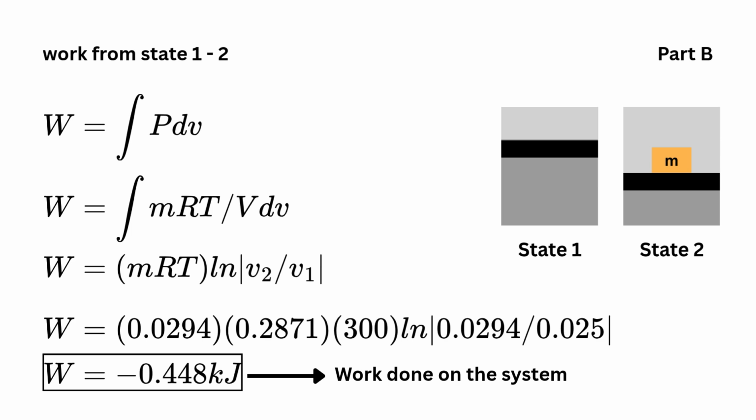Now, to calculate the work from state 1 to state 2, we use our equation that says the work is equal to the integral of P dV. When we replace P with mRT over V, which is from our ideal gas equation, and then solve our integral and plug in the values we have here, we determine that the work is equal to negative 0.448 kilojoules. As this work is negative, it means the work is being done onto the system. That can be clarified better by looking at our schematic and seeing that when we go from state 1 to state 2, the air is being compressed and work is being done onto the system.